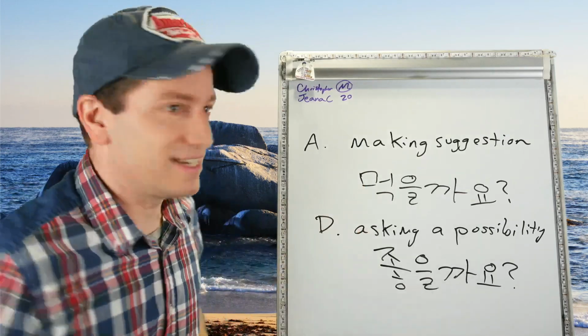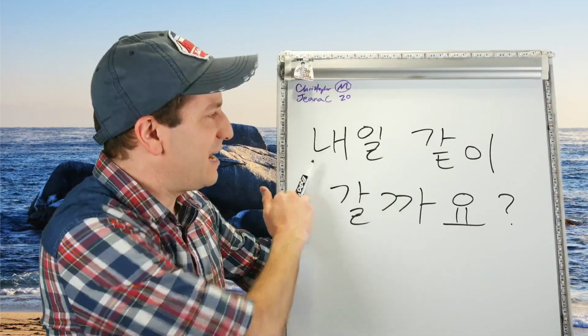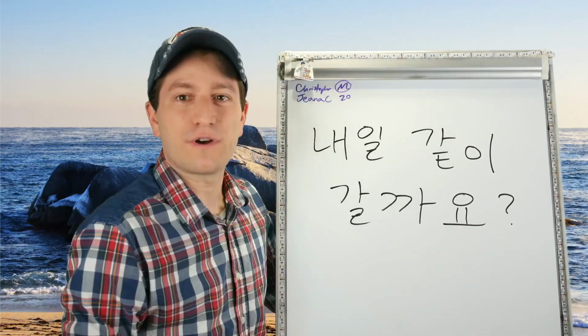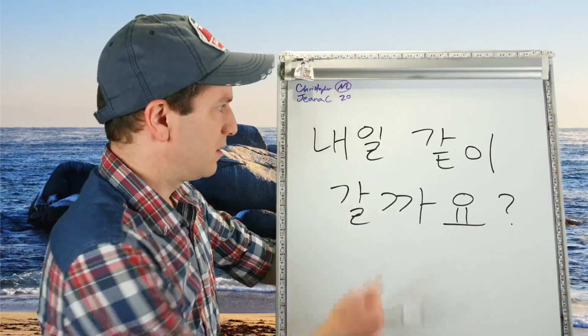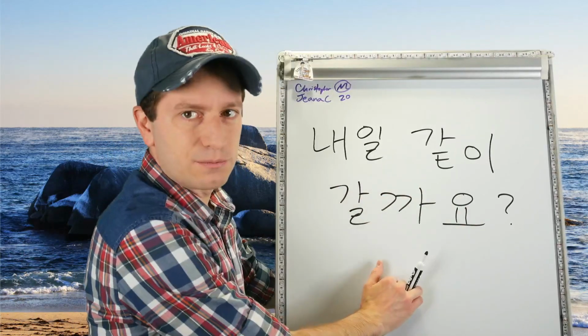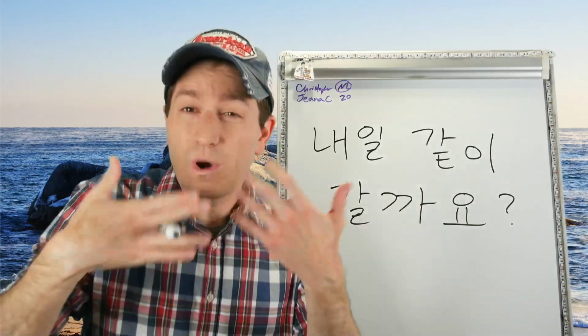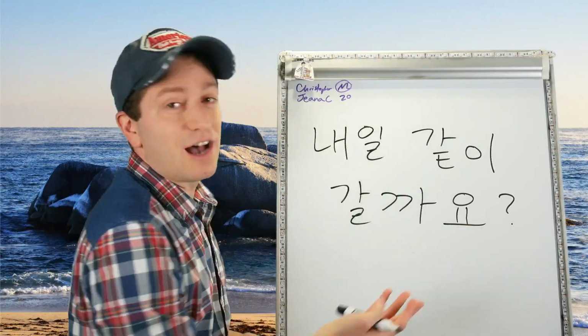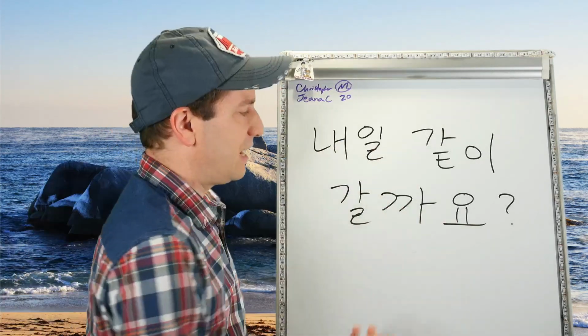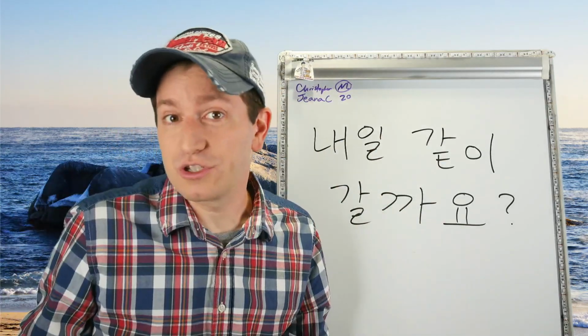Let's do an example sentence. 내일 같이 갈까요? 갈까요? So this is from 가다, to go. 내일, tomorrow, 같이, together. 내일 같이 갈까요? So tomorrow, together, what do you think about going? Shall we go tomorrow together? Or should we go together tomorrow? 내일 같이 갈까요? Shall we go tomorrow together?